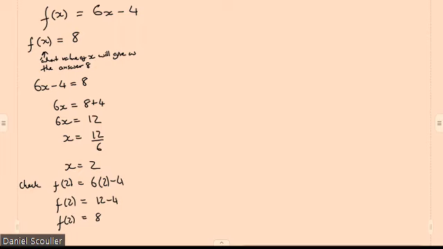Okay. A couple more examples, just using that exact same function.